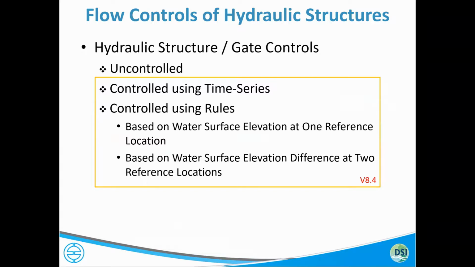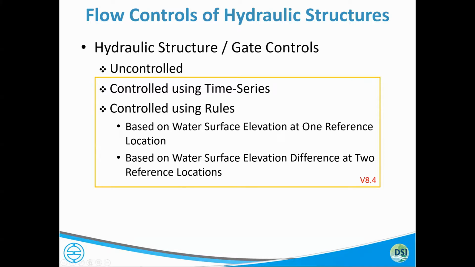So now what we have done with 8.4 is we've added this ability to control these structures with either a time series where at a particular time the gate is operating in a particular position, opening or sill height, etc. Those things can change with time, as well as changing the behavior of the condition of the gate based on water levels, either at a single reference point or by the elevation difference between two reference locations. So either one of these can be used.